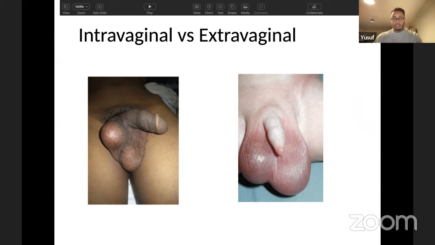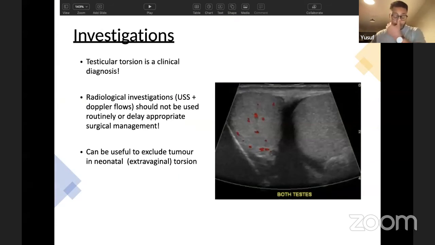Because testicular torsion is a clinical diagnosis, and I can't stress that enough. Okay, so this is the next slide. So yeah, testicular torsion, clinical diagnosis. If you only take away one thing from today's lecture, it's that testicular torsion is a clinical diagnosis. You don't waste time trying to get investigations. And if you call up a radiologist to ask for an ultrasound scan, in most circumstances, they won't be particularly happy, which I completely agree with.